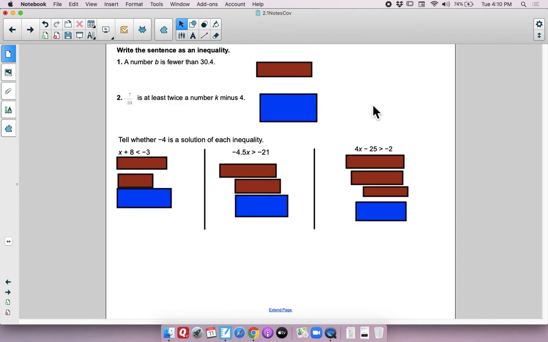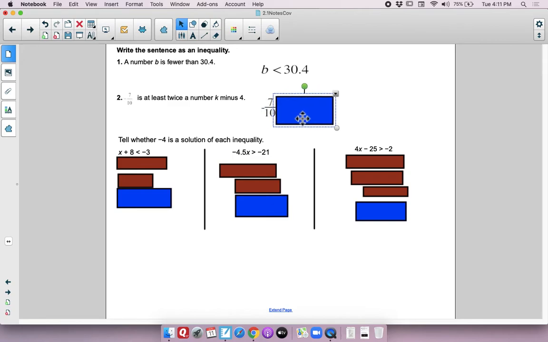A number b is fewer than 30.4. And 7/10 is at least twice a number k minus 4. So 7/10 is at least, right? So that means that the 7/10 has to be greater than or equal to, and then twice a number k minus 4.